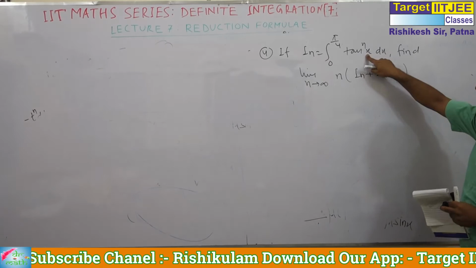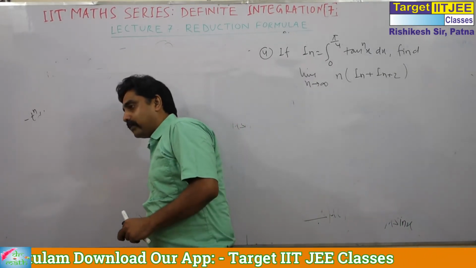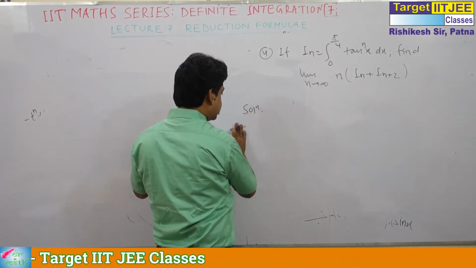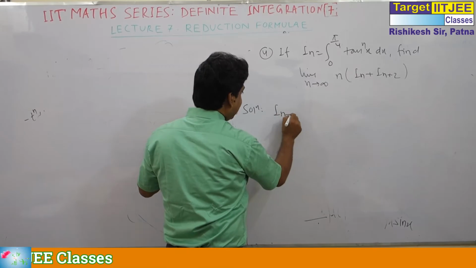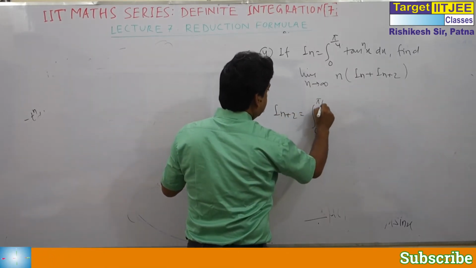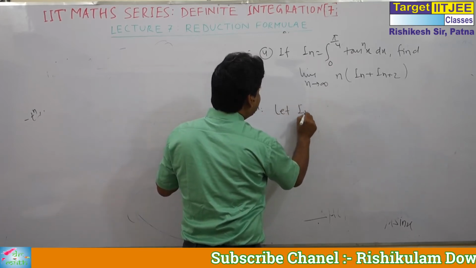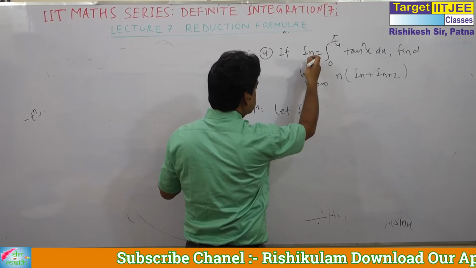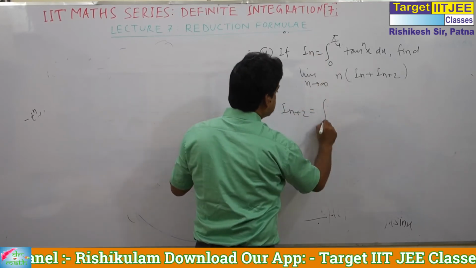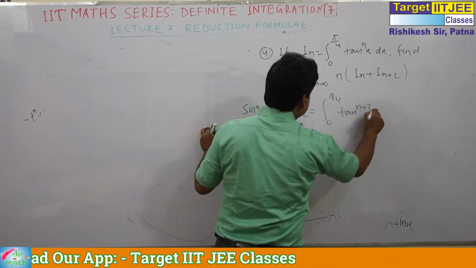Actually, this is a part of the reduction formula. See how. Simple, easy, objective. What is In plus 2? For this, In is given, so what is In plus 2? In plus 2 is the integral from 0 to pi by 4 of tan to the power n plus 2 x.